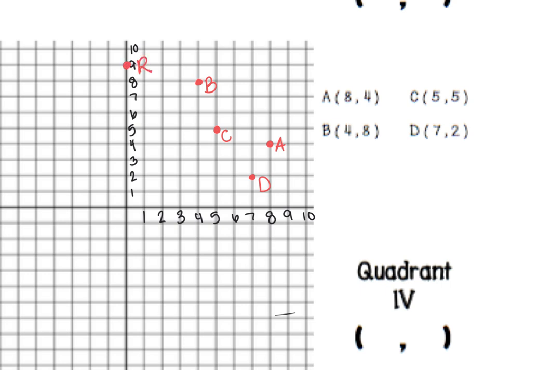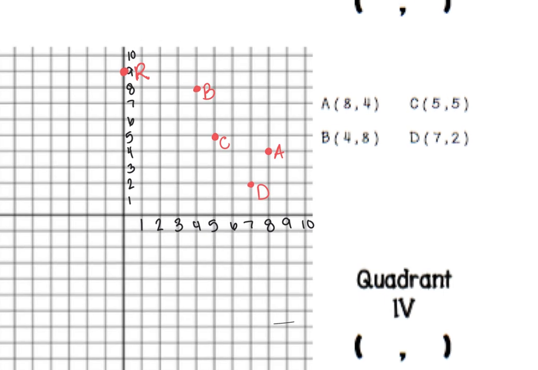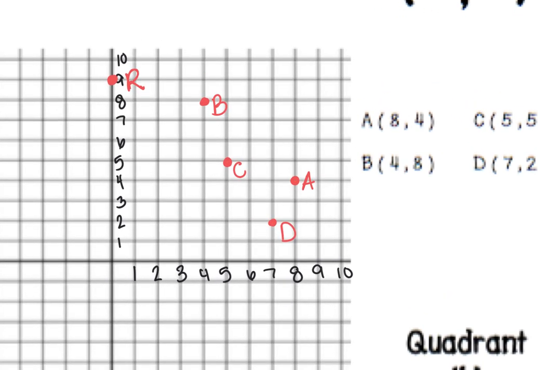All right, once you finish graphing those, go ahead and check yours and see how you did. All right, so let's look at these. Let's ignore point R for a second. What observations can you make about A, B, C, and D? Give me some observations about A, B, C, and D.